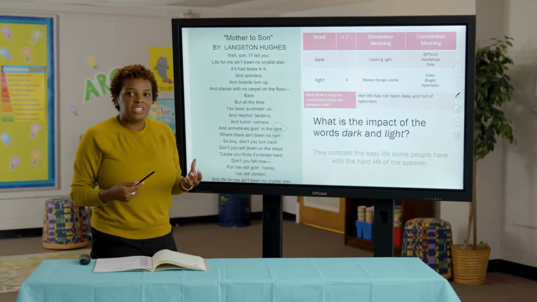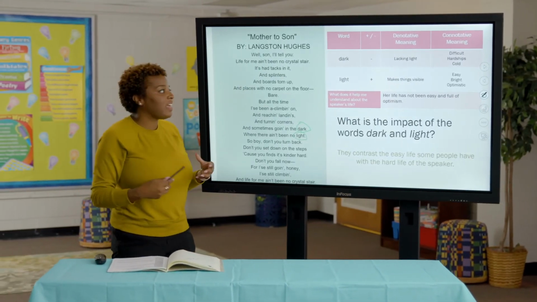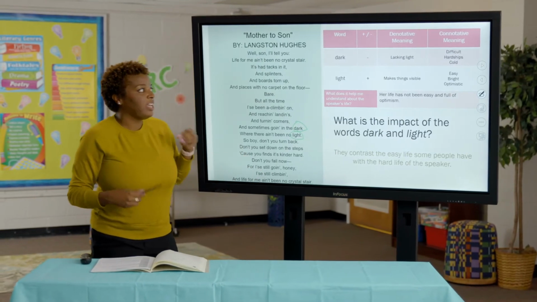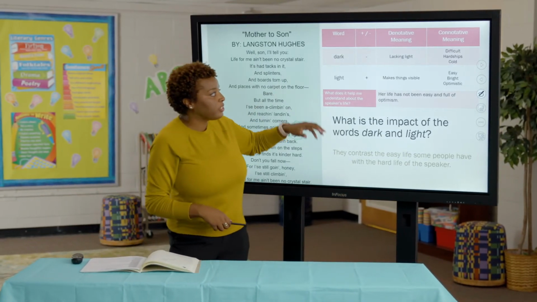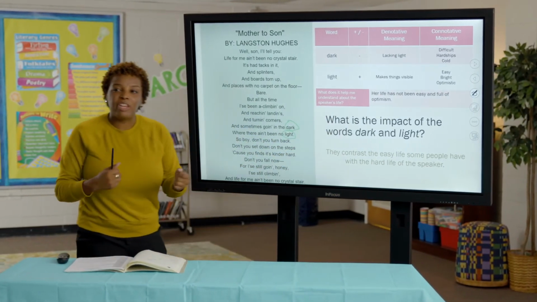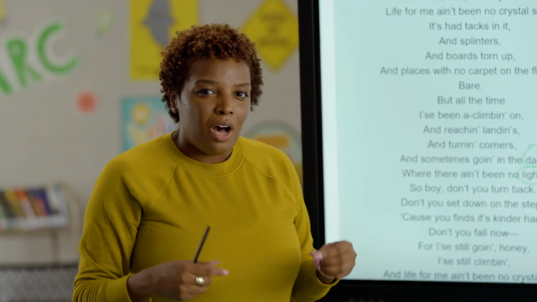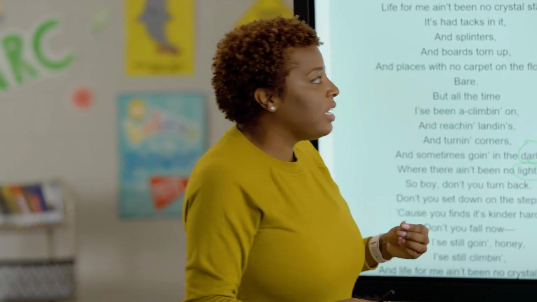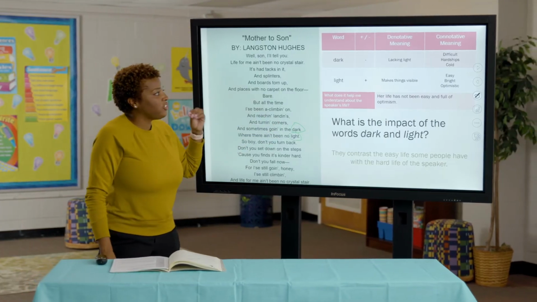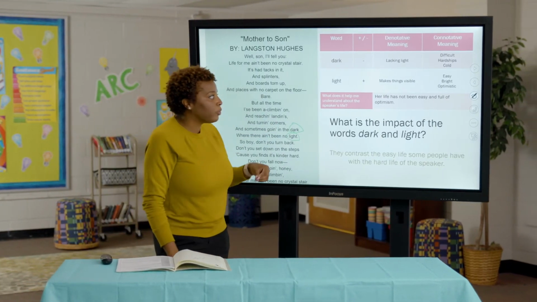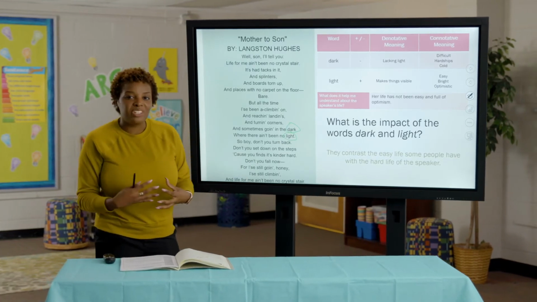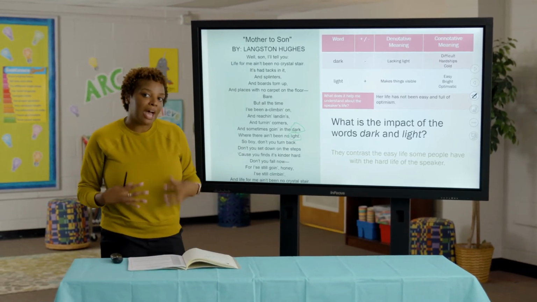I know that darkness is indicative of something that is not a positive thing, and it also can be indicative of difficulties, hardships, and also be very cold. It's very dark in here. So when I read the word dark, the connotation that I'm able to see here is that darkness is symbolic of the difficulties, the hardships, and the coldness that the mother has experienced throughout her life.